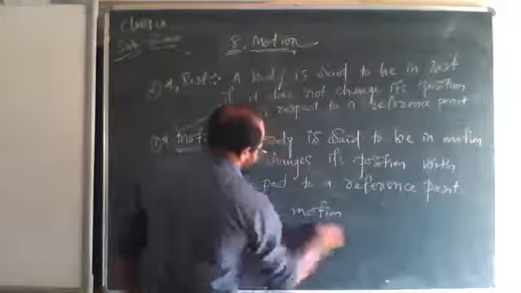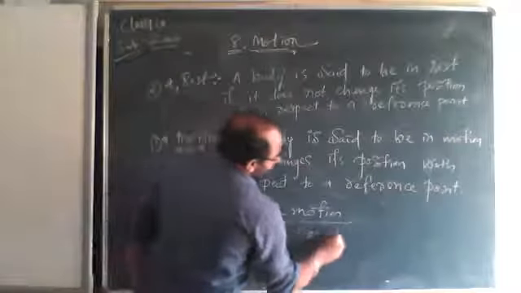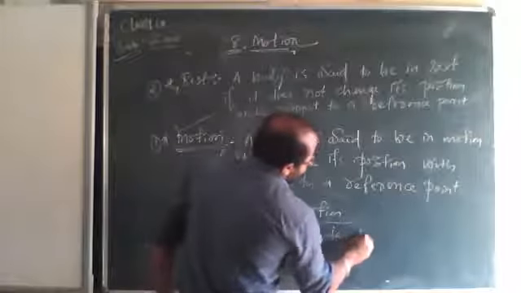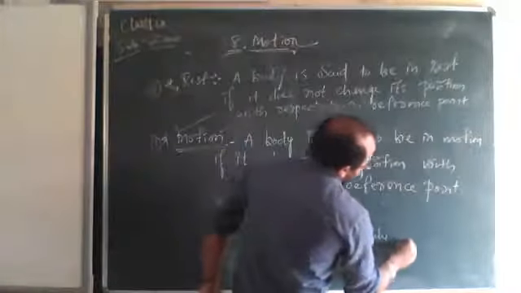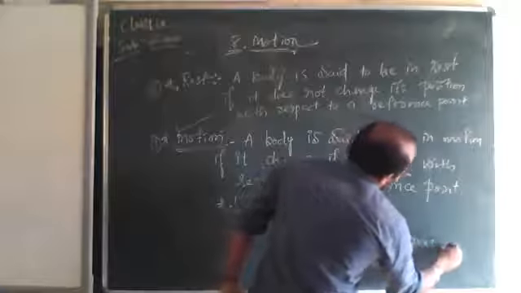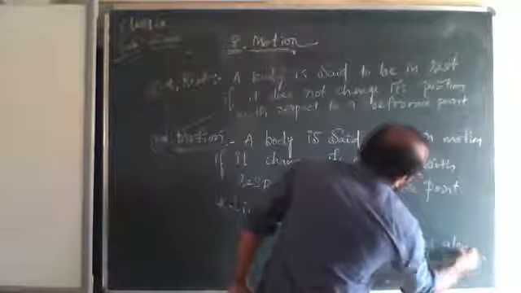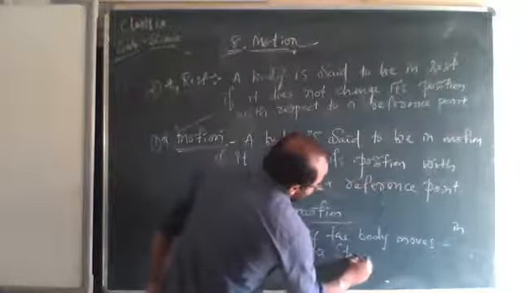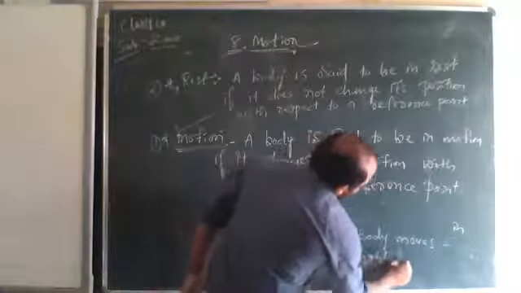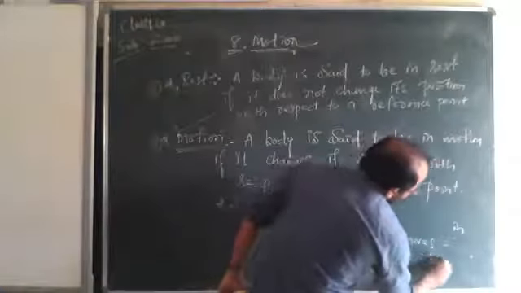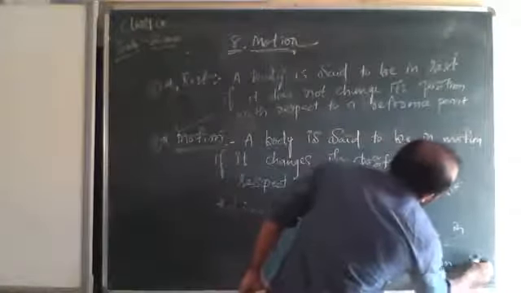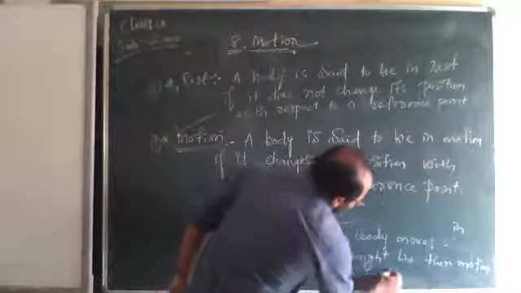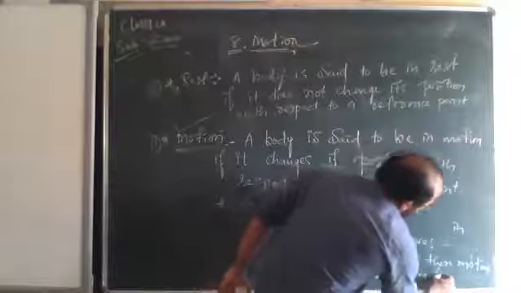Motion along the straight line. If the body is moving along a straight line, the body moves in a straight line, then motion is said to be linear motion.